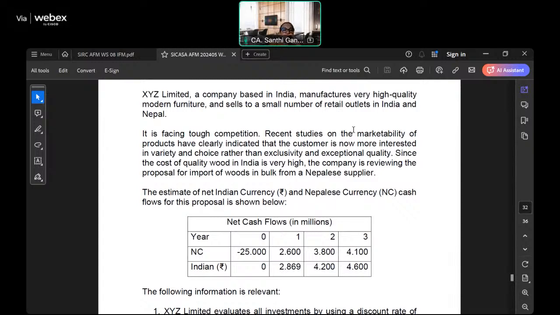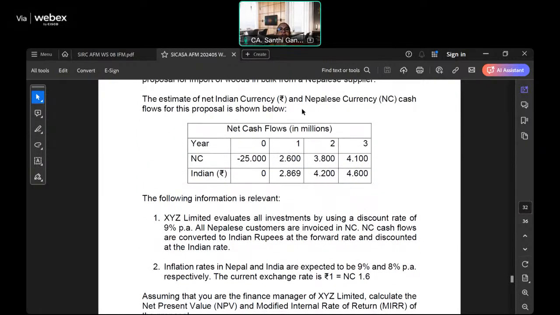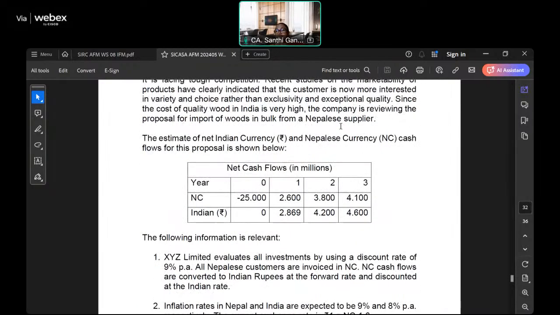Since the cost of quality wood in India is very high, the company is reviewing the proposal for import of goods in bulk from a Nepali supplier. The estimate of Indian currency and Nepali currency. We have already seen when you have currencies like this, both domestic and foreign, then we should follow the domestic currency approach. So you are given years 1, 2, 3, and 0, of course, is immediately what is the investment. So that is given in Nepalese currency as well as Indian rupees.